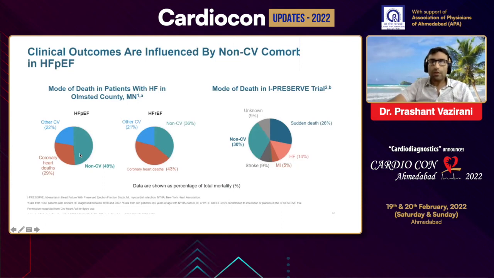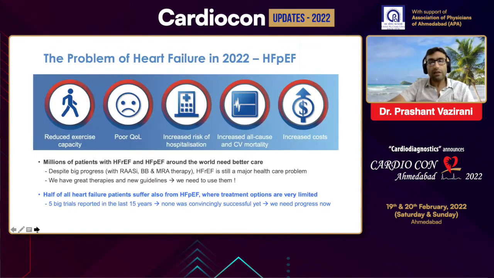So that is why you can now imagine why drugs are having a very hard time in HFpEF to show mortality benefits. So the problem of heart failure in 2022 is not HFrEF but HFpEF, because these are the 50% of heart failure patients in which 5 big trials have been reported as negative in the last 15 years.